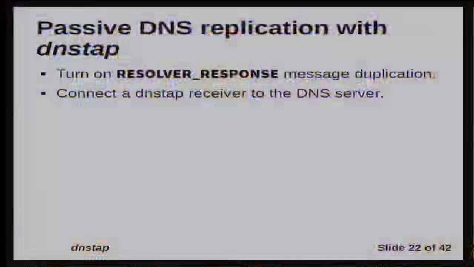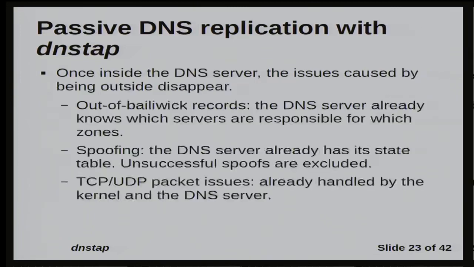Then there's the second use case. Passive DNS replication is just we turn on a different knob that duplicates the other type of DNS messages that we need for that use case. Likewise, just connect a receiver up to the dnstap socket, and that's it.